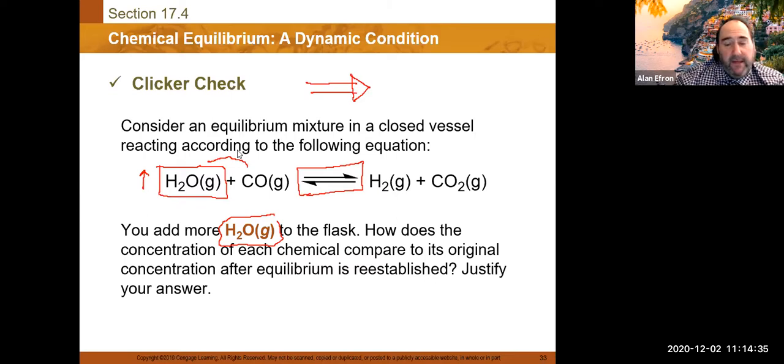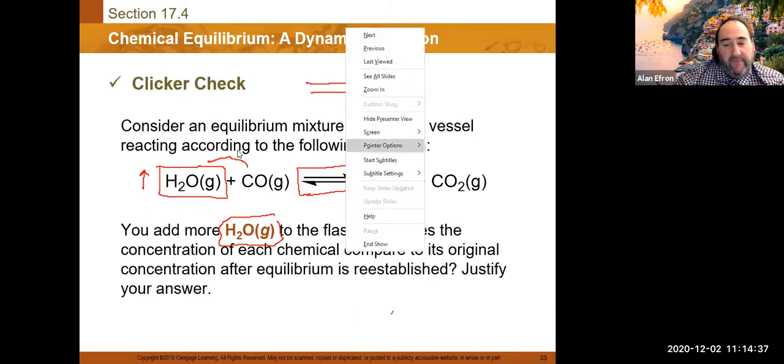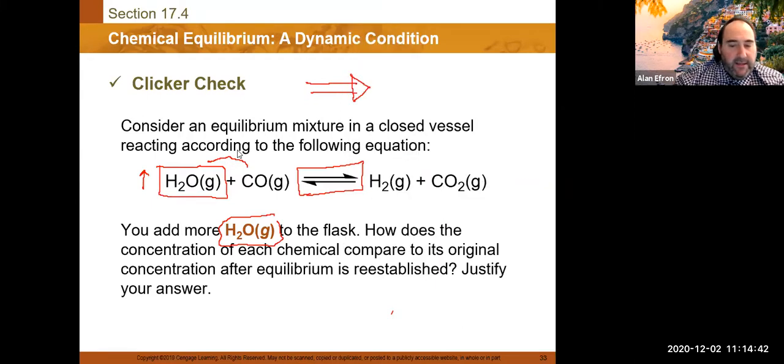Because we kicked it off heading towards our product side, we would expect the amount of H2 on the product side to start to increase compared to where it started. We would also expect the amount of CO2 to increase, because we are heading to the product side. How about the amount of CO? The amount of CO should actually start to go down from where it started. Remember, to make our products, we need the H2O and the CO to come together.